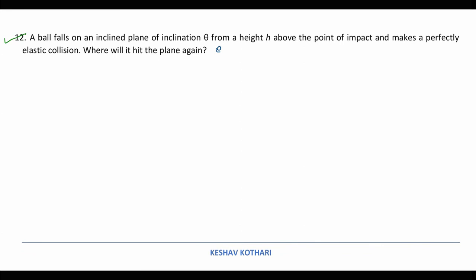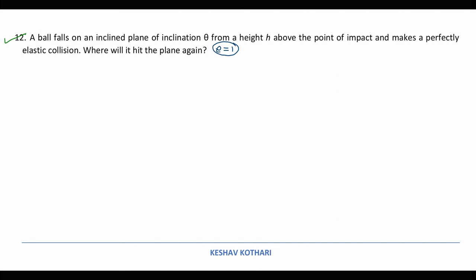So we're dealing with problem number 12. A ball falls on an inclined plane of inclination theta from a height h above the point of impact and makes a perfectly elastic collision. Where will it hit the plane again? When we say that the collision is perfectly elastic, we mean that e is equal to 1. I will be putting this value later on in the problem. We are solving it considering that the coefficient of restitution is equal to e.